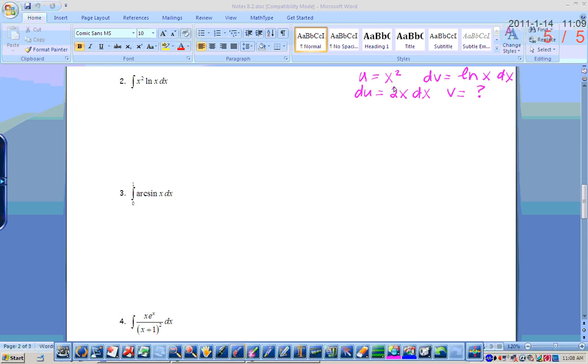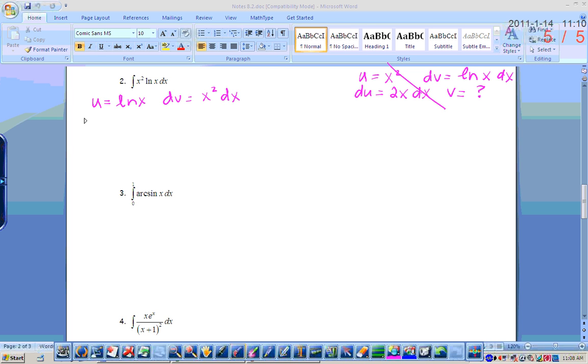So what Tamara is suggesting is scratch this and let's switch our u and our dv. So we're going to let u equal the natural log of x, and therefore dv is x squared dx. Most of the time, if you have x to a power, that's going to be your u. But every once in a while, it's not. And the reason you'll know it's not is because you can't integrate the other function.